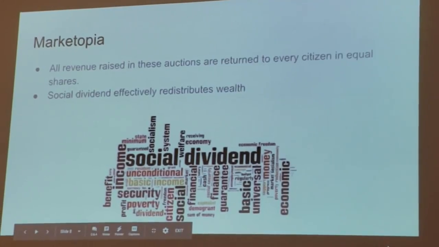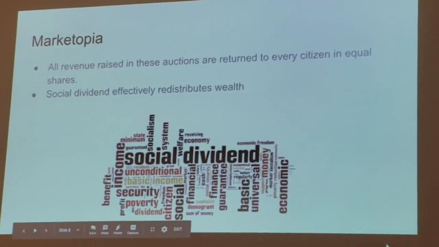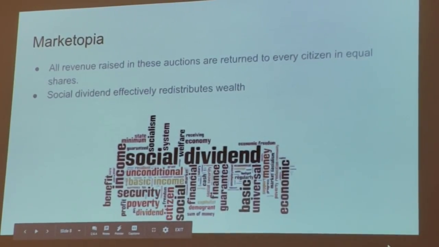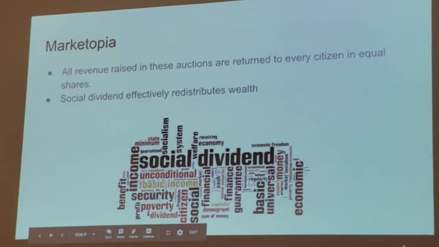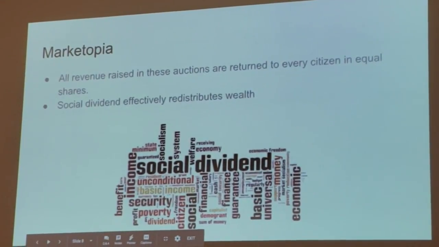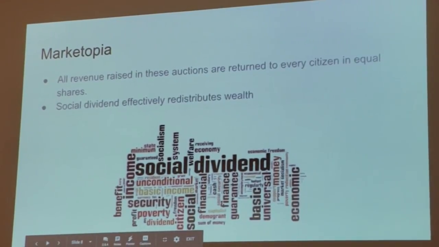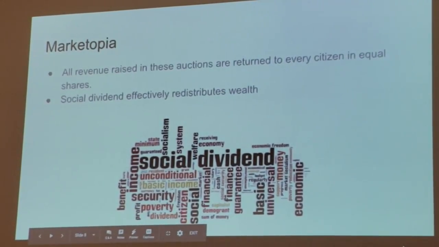The other big portion behind this proposal is that in Marketopia, all revenue raised in these kinds of auctions is returned to every citizen in equal shares. And this effectively creates a social dividend and redistributes wealth. We'll talk about why that's efficient in a few slides, but I want to pause here and see if anyone has any questions.